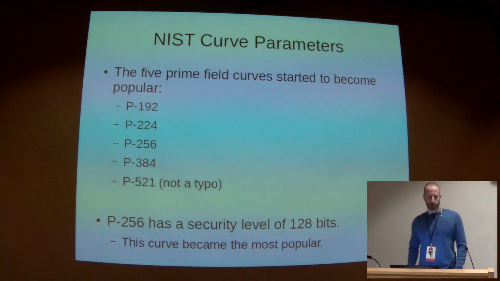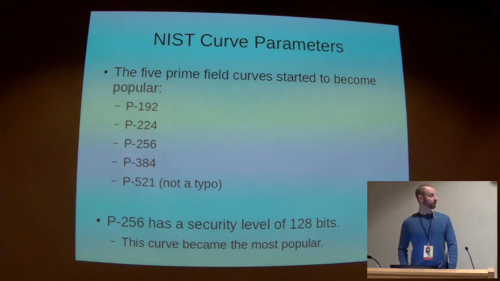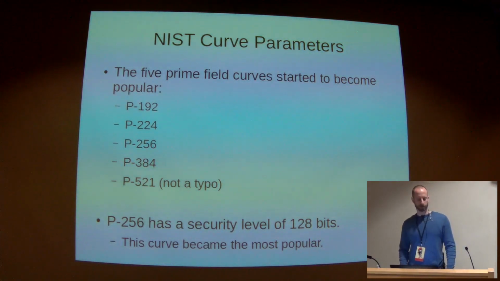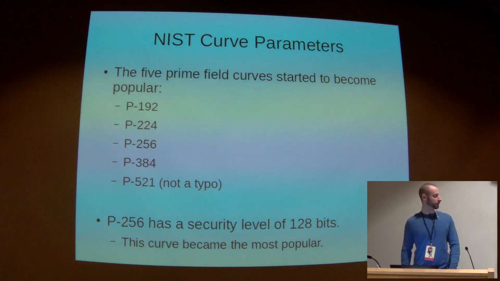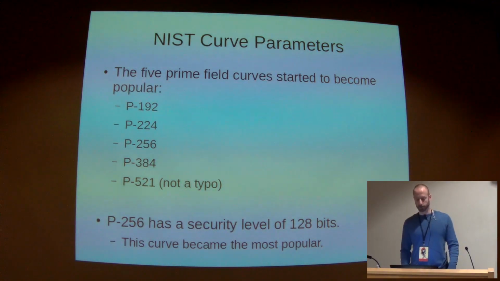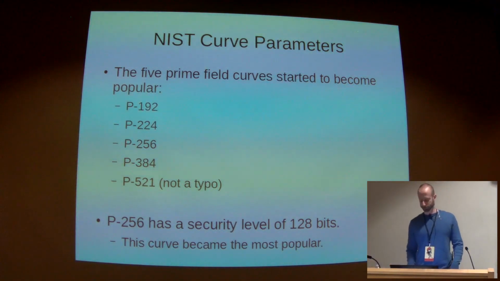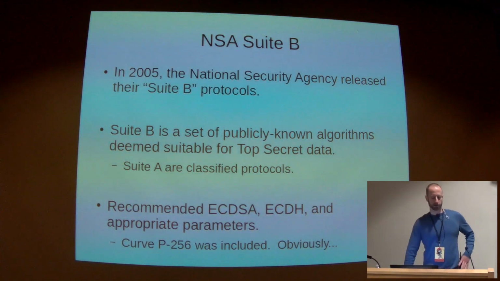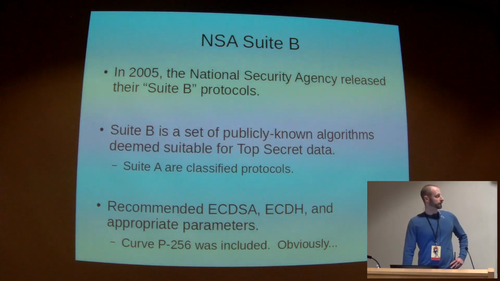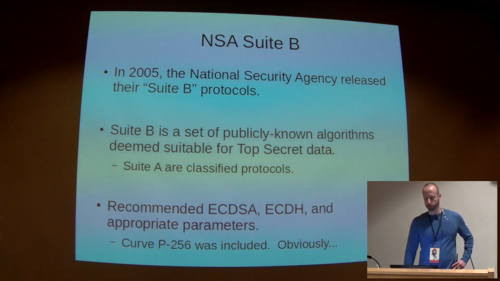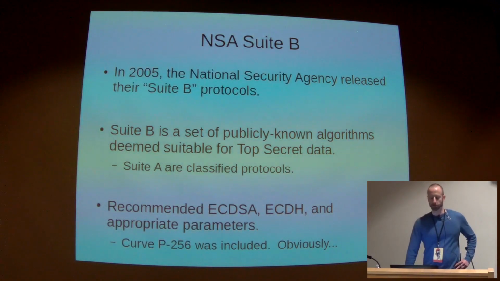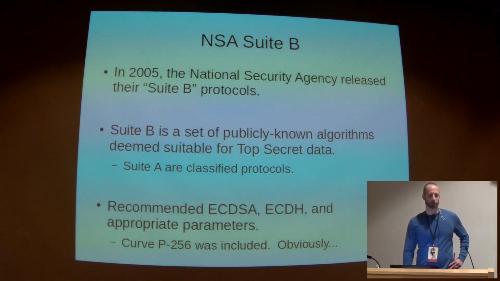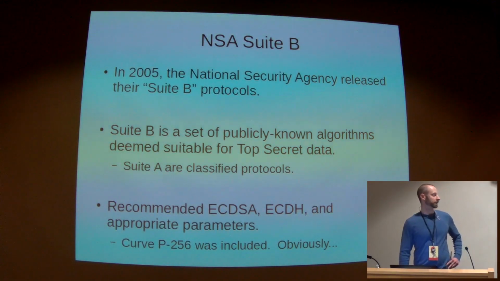So these five curves, the ones defined over prime fields, started to become very, very popular: P192, P224, P256, and so on. P256 is a curve that has a security level of 128 bits, and that ended up becoming the most popular. In 2005, the NSA released what they call the Suite B protocols. These are publicly known algorithms that they say you can use to protect classified information. So I guess the question is, if there's something called Suite B, what's Suite A? It's actually just fully classified protocols.